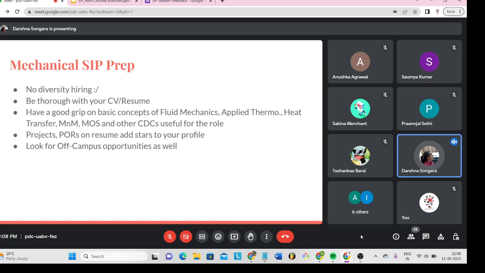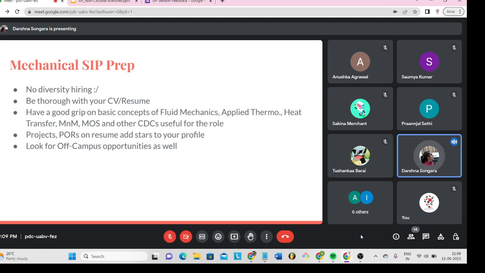Whenever you are talking about all that stuff, try to mention something you are strong at or some unique selling point of yours, maybe some project of yours, maybe some POR of yours, or maybe some course that you like. Basically anything that, if I ask you to talk about, you can talk about confidently. A few subjects that I can mention include fluid mechanics, applied thermodynamics, heat transfer, mechanisms and machines, and MOS. So these are a few subjects.